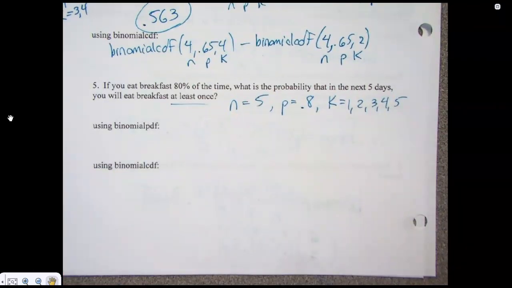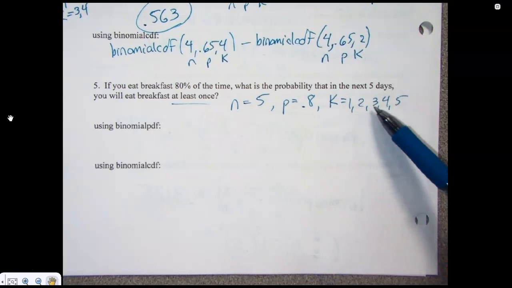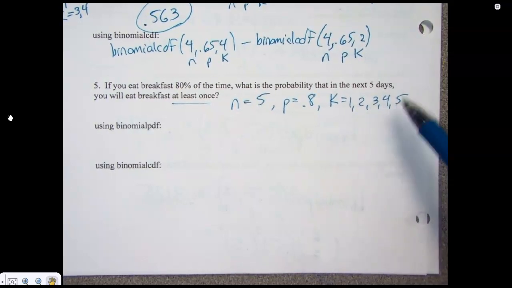I don't want to do the PDF way, although you could do the shortcut with this too. But one way to do this would be do PDF of 1, PDF of 2, PDF of 3, PDF of 4, PDF of 5. Add them all up. I don't want to do that. I don't think most of you want to do that. But is there a shorter way I can do it still using PDF?